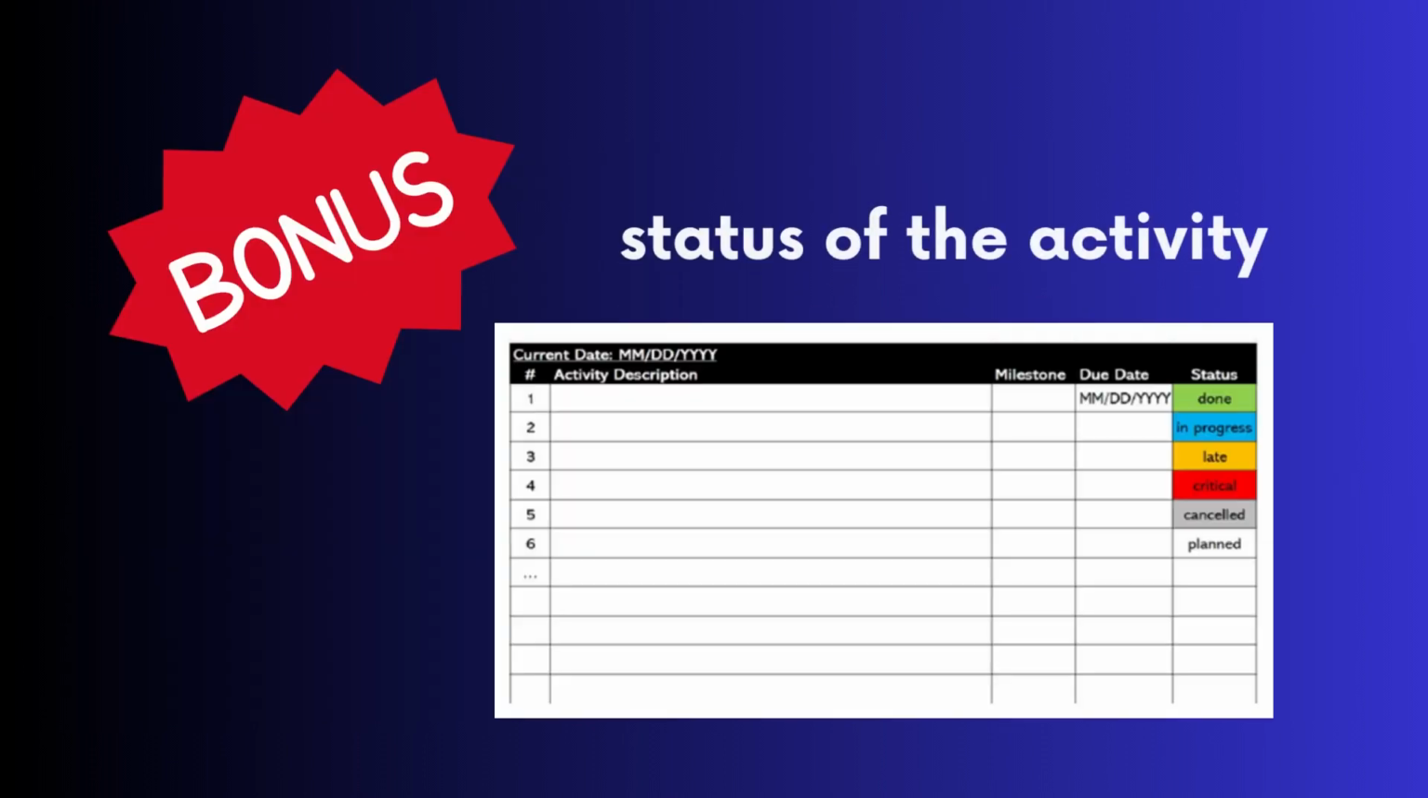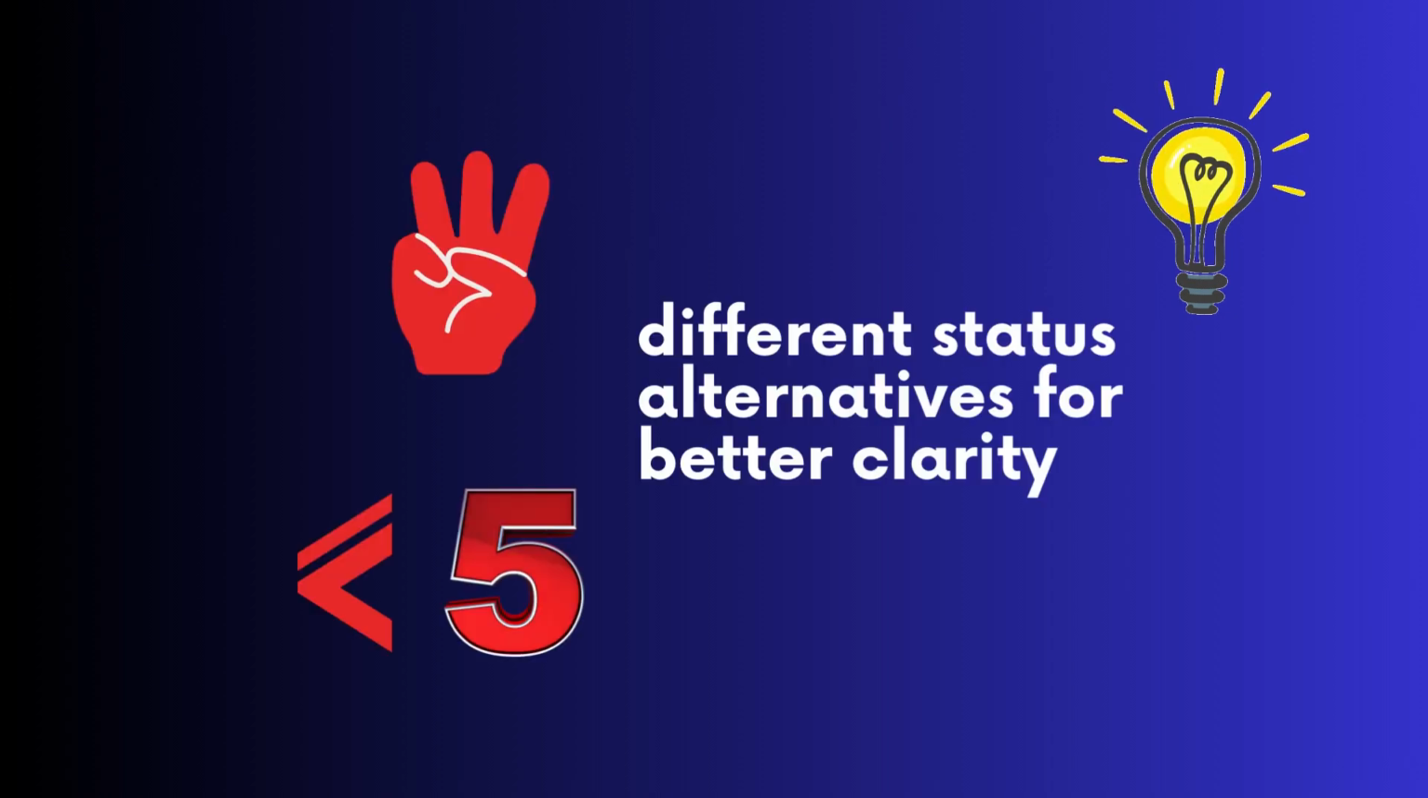One more suggestion from us. In the execution phase of your project, you will need the status of each activity to be marked in a standardized way. The template comes with a standard selection of 5 status options. You certainly can adjust the list if desired and needed, but we recommend using only 3 to a maximum of 5 different status alternatives for better clarity.